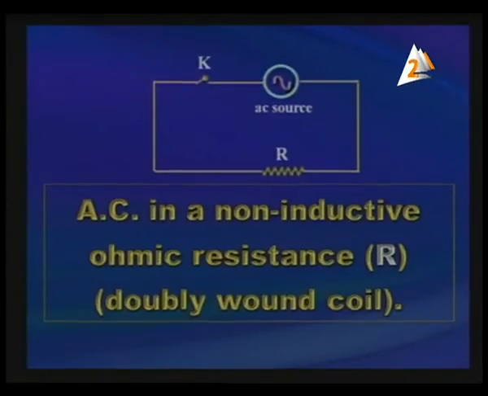Okay, AC in a non-inductive ohmic resistance. Non-inductive ohmic resistance or ohmic resistor. Non-inductive means we've got a coil in which no EMF is induced, simply because it is a doubly wound coil. So the ohmic resistor is denoted by R.